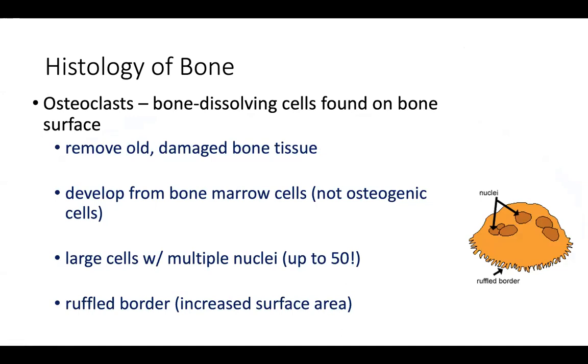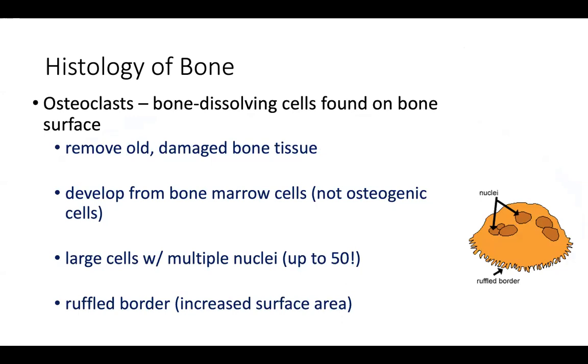And last but not least, we have the osteoclasts. These are my favorite. If you can have a favorite bone cell, I guess this is my favorite bone cell. These actually dissolve bone, which is sort of strange to think about, that our bones are dissolving themselves. They're growing and dissolving throughout your life. So osteoclasts are what is actually dissolving old or damaged bone tissue.